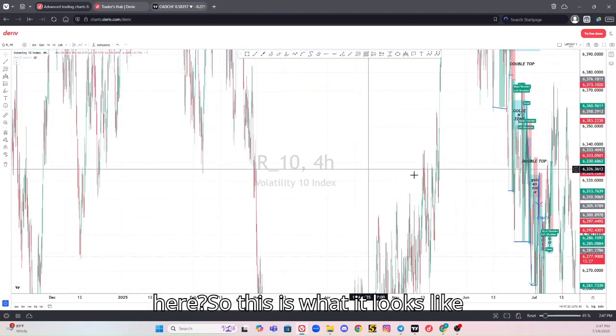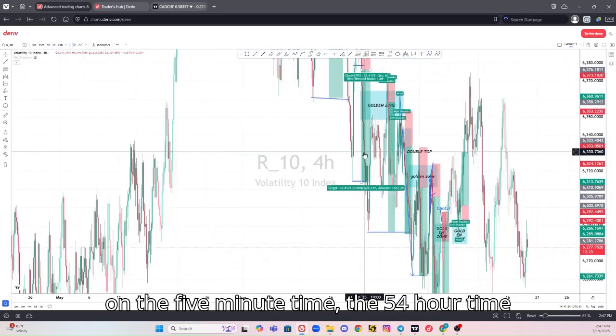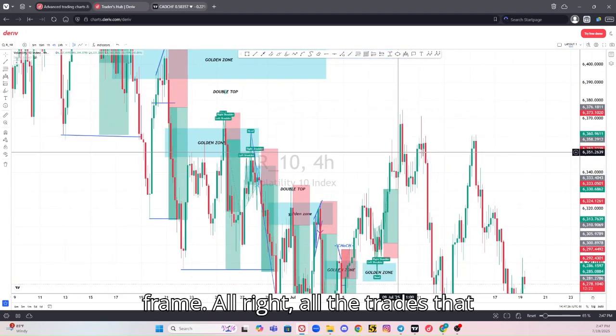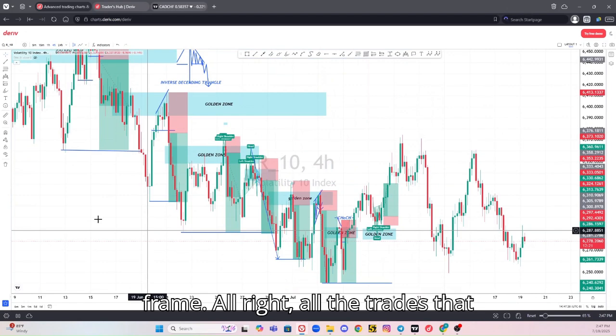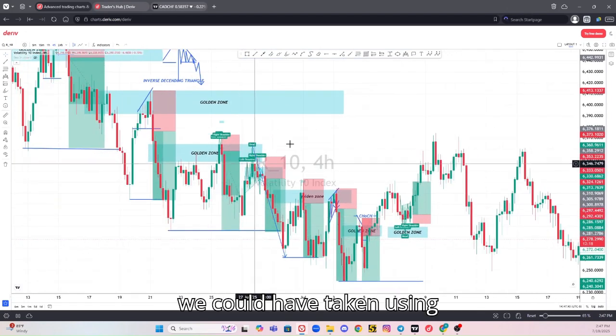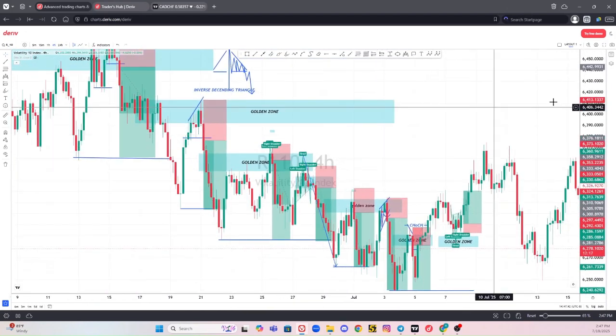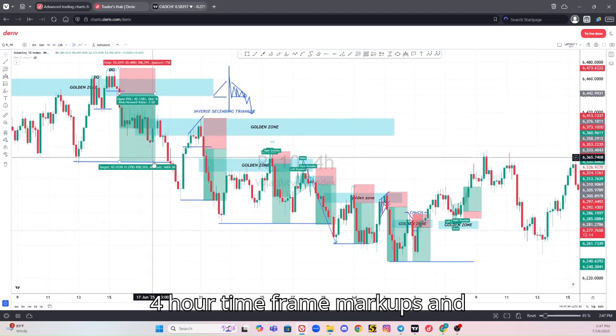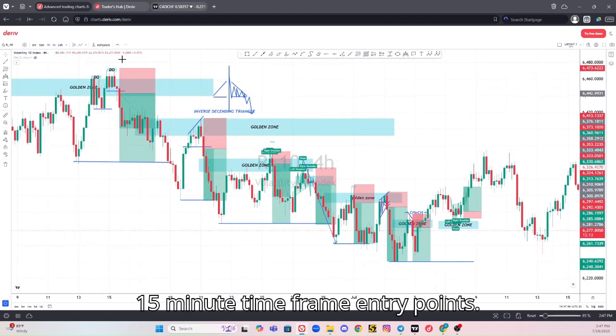So this is what it looks like on the 15-minute and 4-hour time frames. All right, all the trades that we could have taken using 4-hour time frame markups and 15-minute time frame entry points.